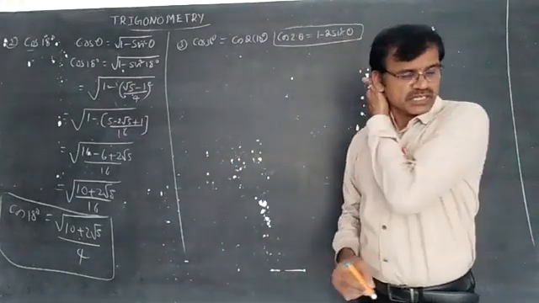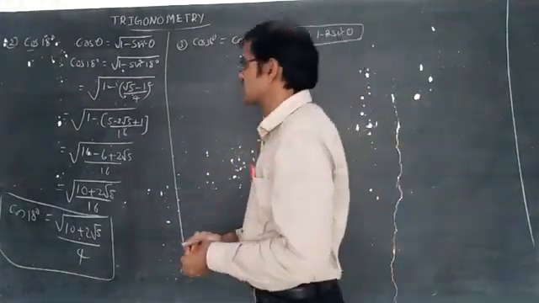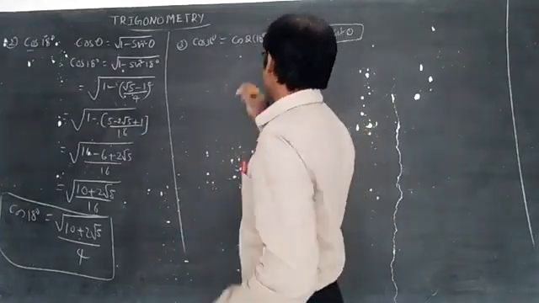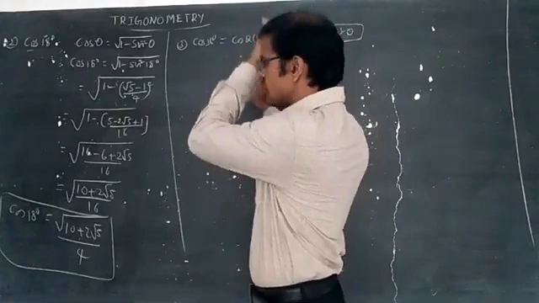All the formulas I discussed one day, students. Already I said to write the notes. Whenever you have written notes, on the exam you can understand. Cos theta is equal to 1 minus 2 sin square theta.